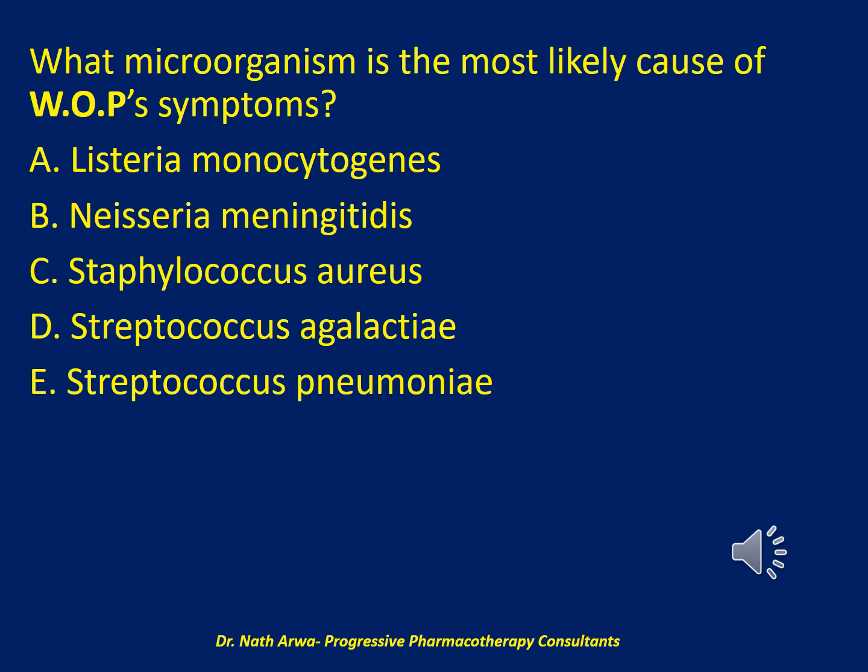So my question to you is, what microorganism is the most likely cause of WOP's symptoms? Is it A, Listeria monocytogenes, or B, Neisseria meningitidis, or C, Staphylococcus aureus, or D, Streptococcus agalactiae, or is it E, Streptococcus pneumoniae? I will give you 10 seconds to choose the correct answer to this question from the listed options.